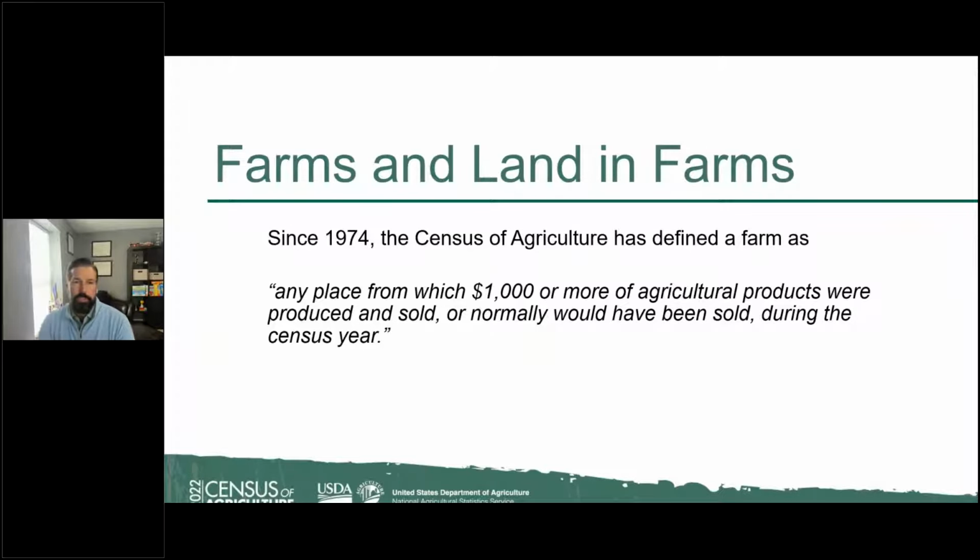As we walk through this presentation, it's important to keep in mind the definition of a farm. A farm is defined as any place from which $1,000 or more of agricultural products were produced and sold or would have been during the census year. The current farm definition was established in 1974. Now let's take a look at the number of farms and land and farms. Next slide.